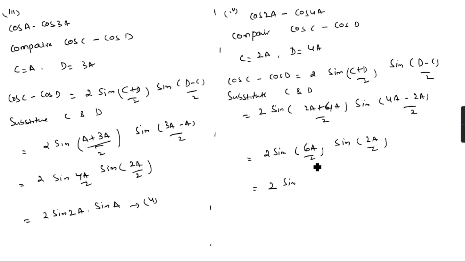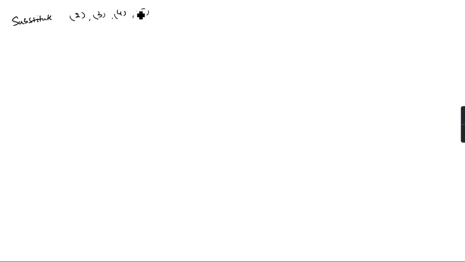2 sin of 6 by 2, 6 by 2 is nothing but 3, sin 3A, and 2 by 2 is nothing but 1, sin A. This is fine. So finally, substitute 2, 3, 4 and 5 in 1.